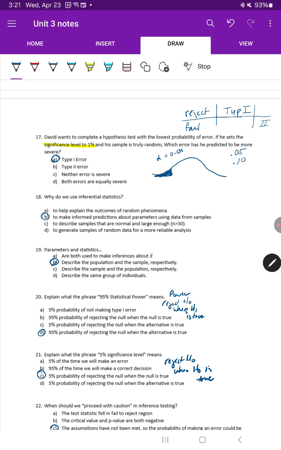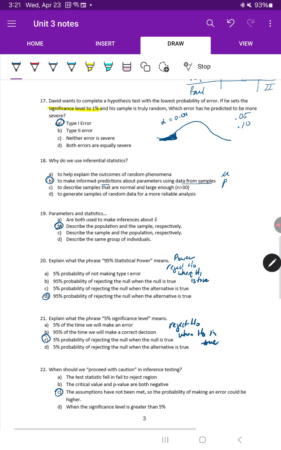Why do we use inferential statistics? It's to make informed predictions about parameters using data from samples. So I use my sample to make a guess about our parameters, typically mu or a proportion. It's inferential because we're inferring an answer about a big population from our samples. Parameters and statistics describe the population and the sample, respectively: parameter, population; statistic, sample.